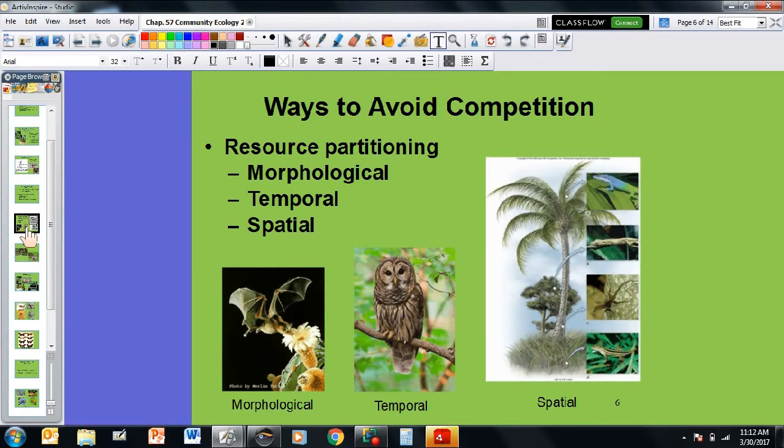You can have temporal resource partitioning, which means it's a time change. My example is an owl. Owls hunt at night, so they don't have to share their resources with raptors who hunt during the day. And then there's spatial partitioning. Where do you find your food? My picture is a picture of anoles. There are some who hunt and live at the top of the tree, some in the middle on the actual trunk, and some at the bottom. Again, because they're spaced out, they don't have to share those resources with anyone else. By doing so, their realized niche is enlarged and they have more resources for themselves.